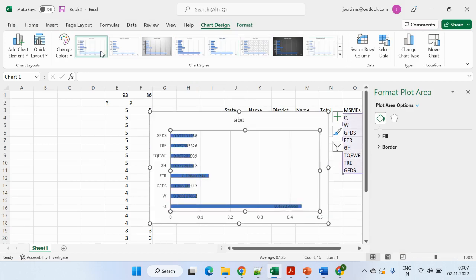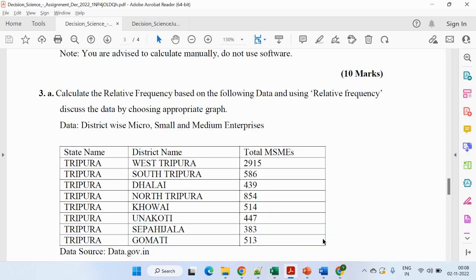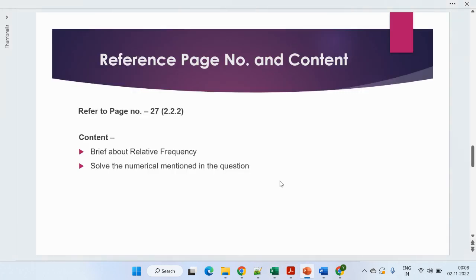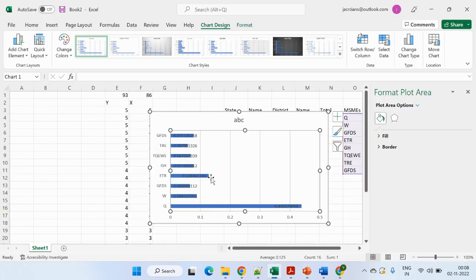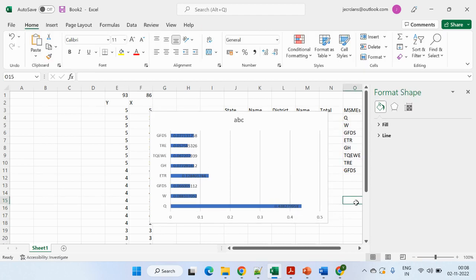You can just simply do it based on the multiple options which are being provided, right? So this is the first part. I think the first part is pretty much clear. Now the second part is analyze the data and show the top two districts using the bar chart. So if we talk about these two, then it's clearly mentioned that this one and this one are the two largest ones. One is having significantly high values.